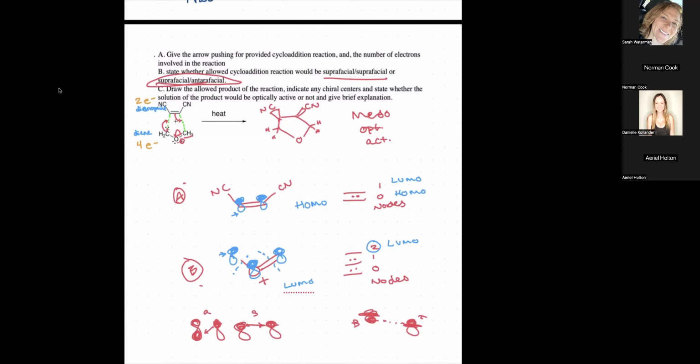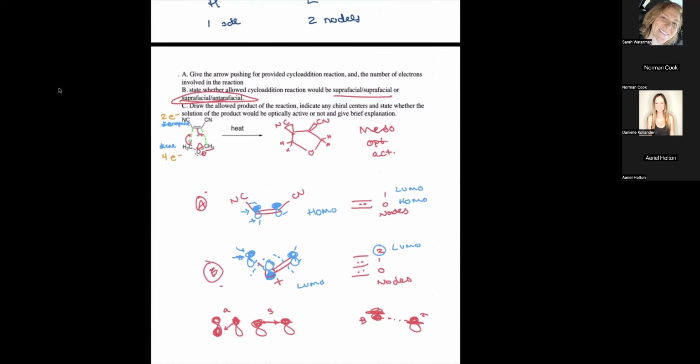Oops, I did it again. I did them all opposite. Okay, there we go. This, okay, perfect. So now they're in the same phase, right? So the top is your bonding and the top is your bonding. So that makes this suprafacial, or antarafacial, right? So either antara, because they're both non-bonding, or supra, because they're both bonding, right?